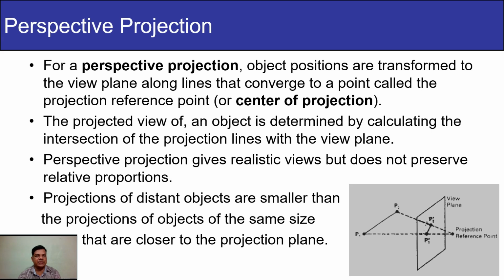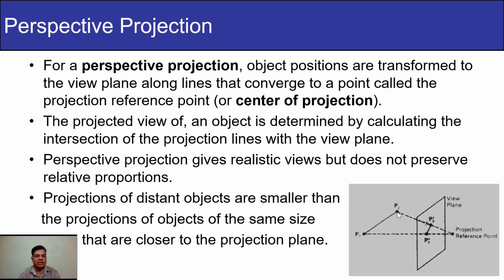In parallel projection the projection lines are parallel, while in perspective projection the projection lines converge at a point which is called the projection reference point or center of projection. For a perspective projection, object positions are transformed to the view plane along lines that converge to a point called the projection reference point or center of projection.